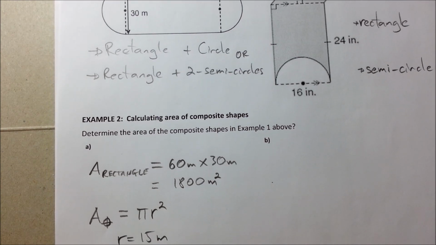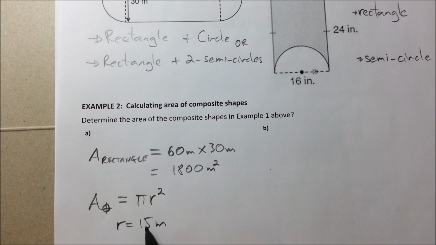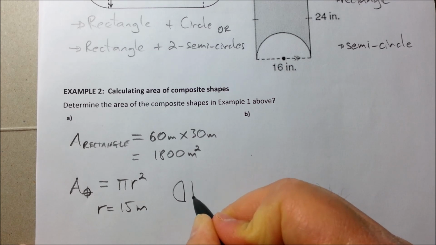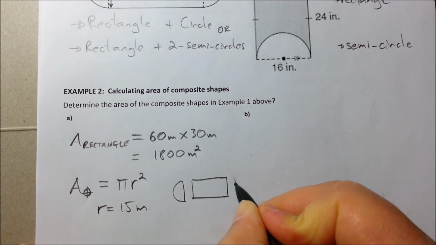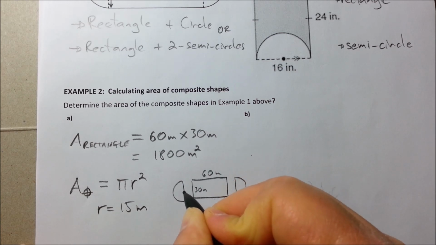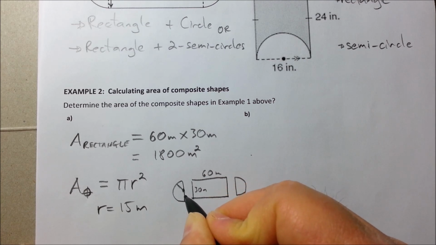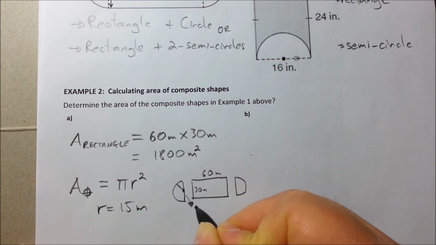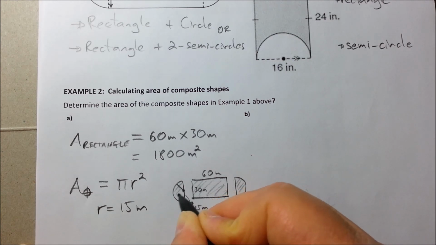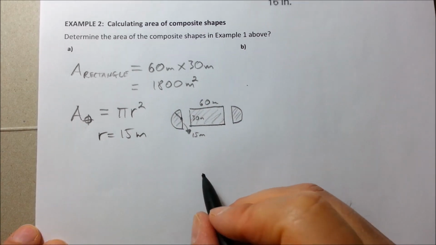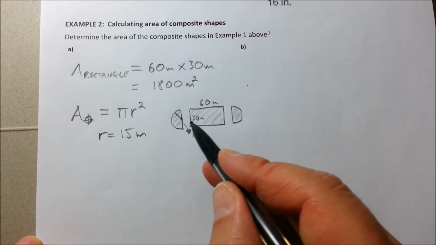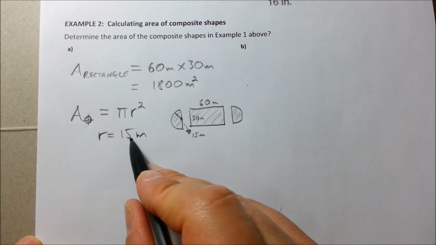Let me just do a sketch of that shape over here so I don't have to move up and down on the screen. We know this is 60 meters, we know this is 30 meters, and now we know that this radius is going to be 15 meters, right? So we're adding this area plus this area plus this area. So far we have the area of the rectangle in the middle, and if you put these two semicircles together, we end up with a circle. So really, we just need to find the area of that circle.